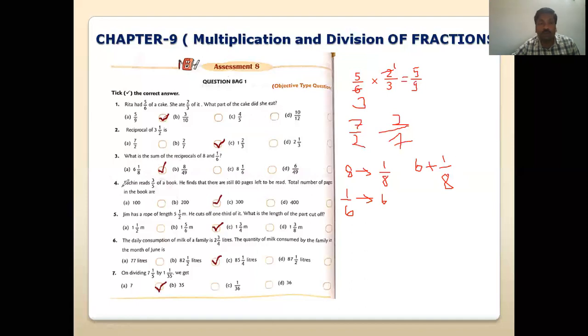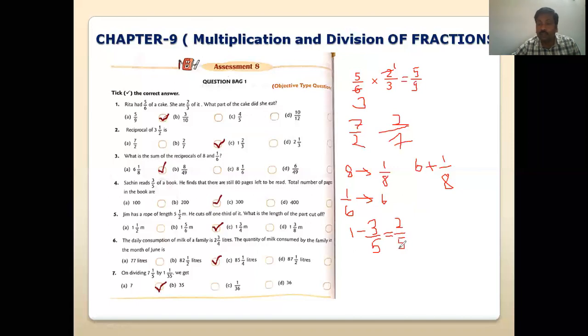Now here is question number 4. Sachin reads 3 by 5 of a book. He finds that there are still 80 pages left to read. The total number of pages in the book is? How can we find it? First of all, we subtract 3 by 5 from 1. How does this 1 come? 1 represents the whole pages in the book. When we subtract 3 by 5 from 1, we get 2 by 5.